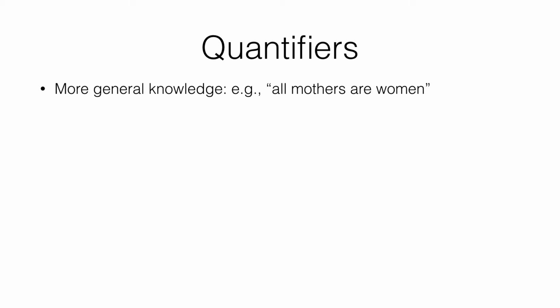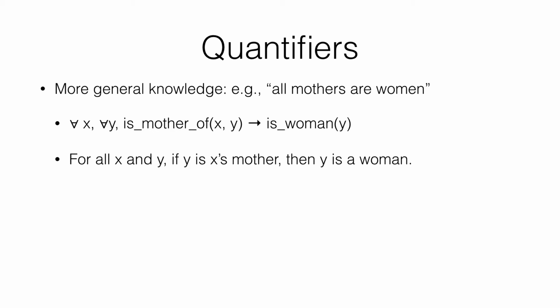So we might want to say something like, all mothers are women. And if we want to write that down in the syntax that we've had so far, we would have to enumerate every single possible mother and every single possible woman. So instead, we can use this syntax, which uses the for all symbol, this upside down A, which says that for all x and for all y, if y is x's mother, then y is a woman. This is what's called a universal quantifier because it holds universally for all x and y.